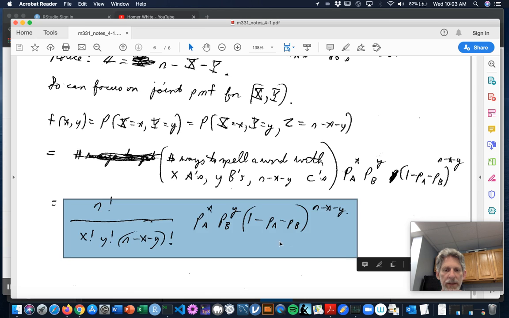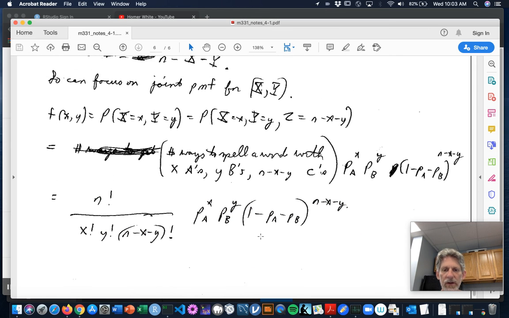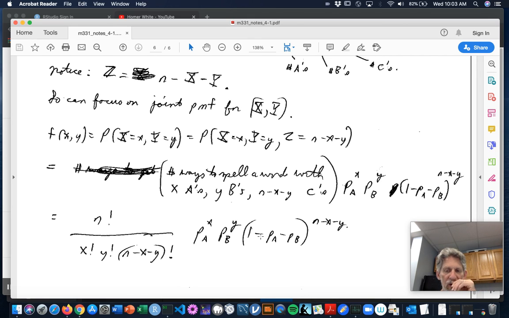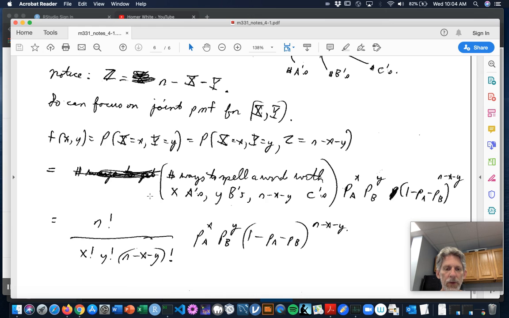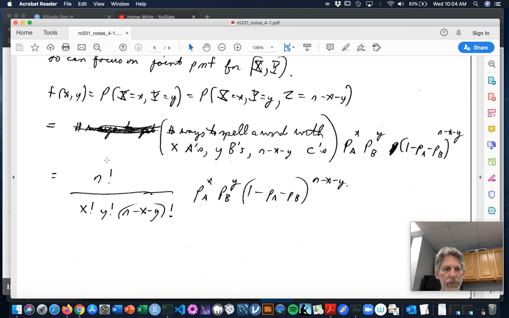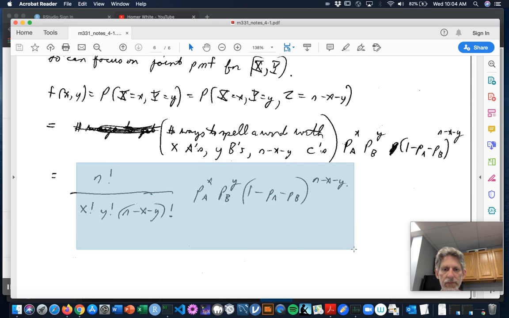So that PMF there is an example of what we call a trinomial distribution. To get a trinomial distribution, where there are three possible outcomes for your random experiment, and you're doing your experiment n times and tallying up what happened, you only need to specify two numbers. You need to specify the chances for two of them to happen, and then you can use this formula.